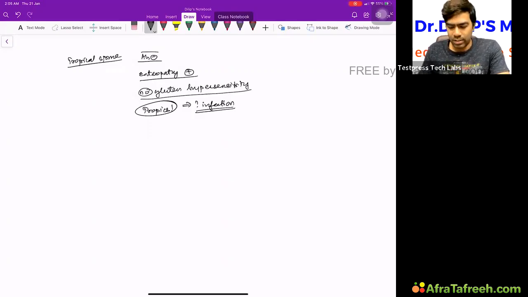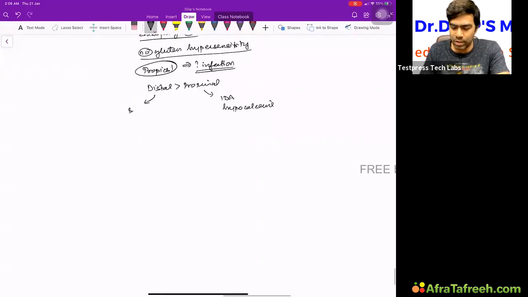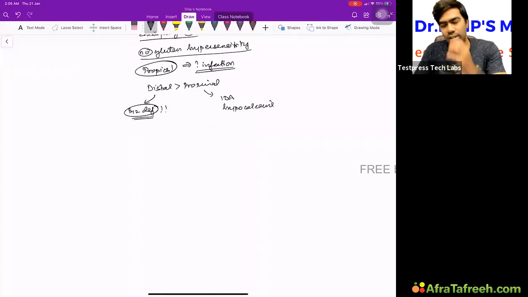But what are the differences? One is that the distal intestine is affected more than the proximal intestine, which means it can still develop iron deficiency anemia and hypocalcemia. I'm not saying that it will not develop iron deficiency anemia and hypocalcemia. Still, you can develop them. But because the distal intestine is involved, they'll typically produce more B12 deficiency compared to celiac disease. In celiac disease, B12 deficiency is not that common.